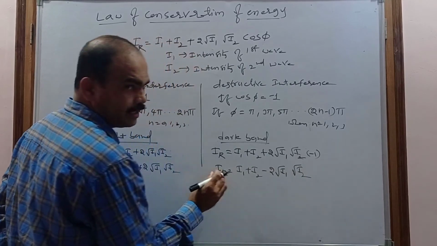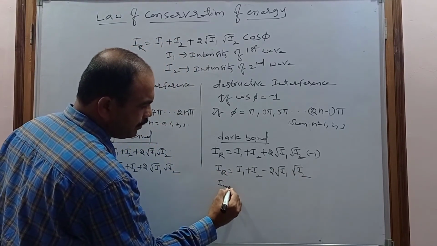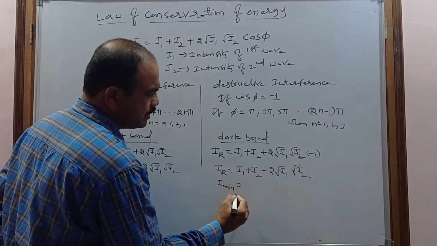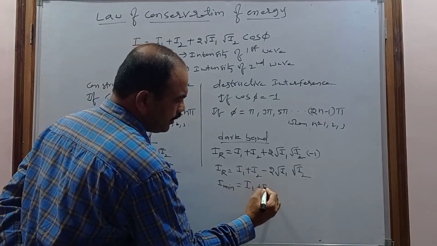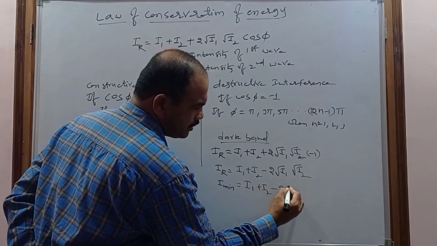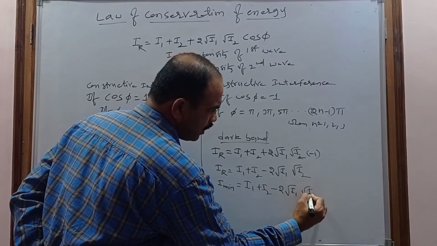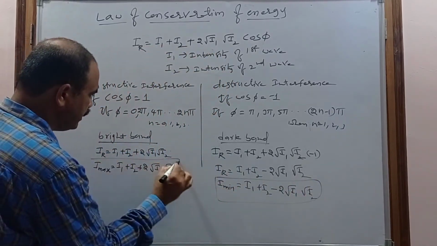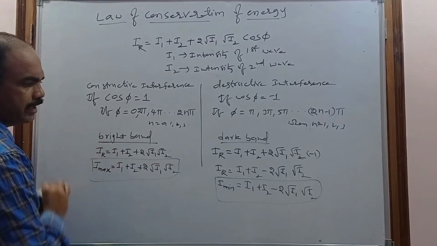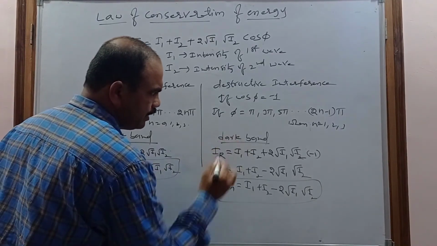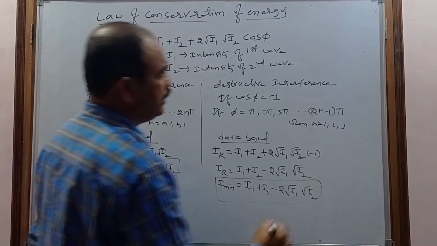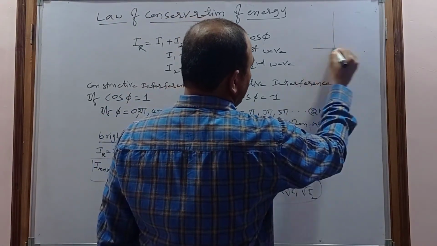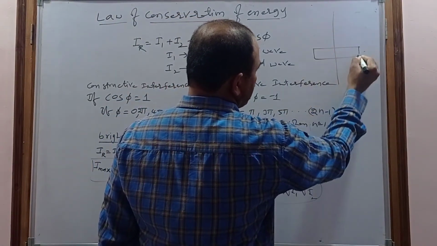So this resultant intensity will be called what? This is the minimum intensity: I1 plus I2 minus 2 root I1 root I2. This is the minimum intensity formula. The earlier one is the maximum intensity formula, when the bright band is formed. This is the minimum intensity formula, when the dark band is formed. In interference you can observe alternately dark and bright bands, and this is called the central bright band.